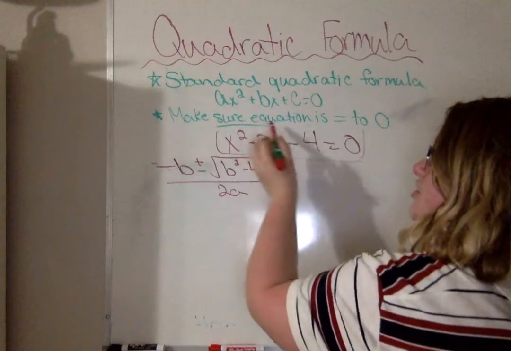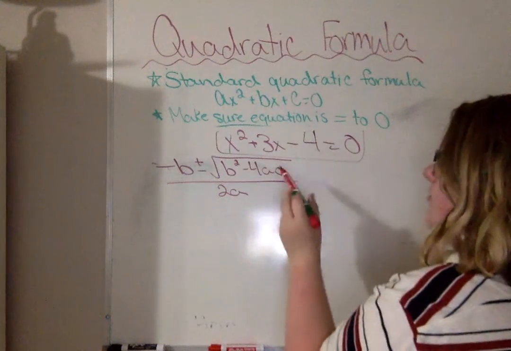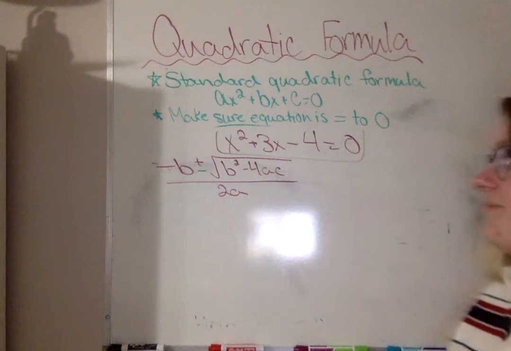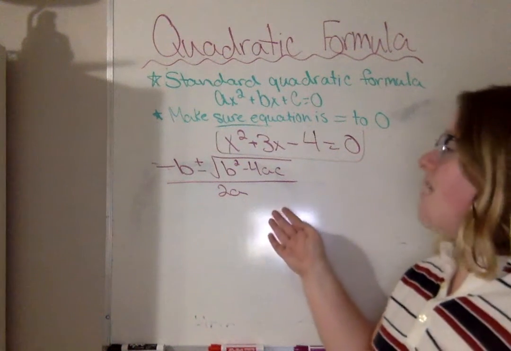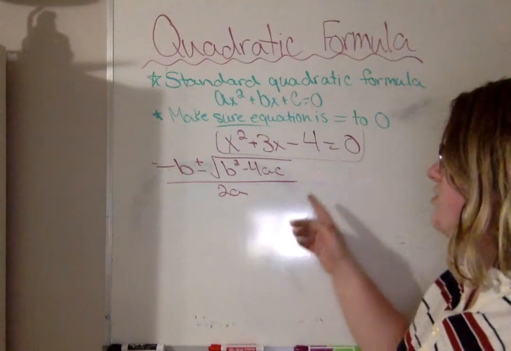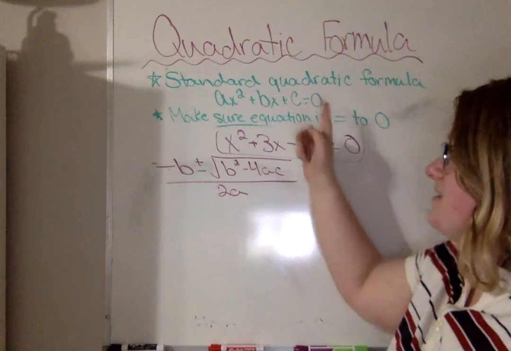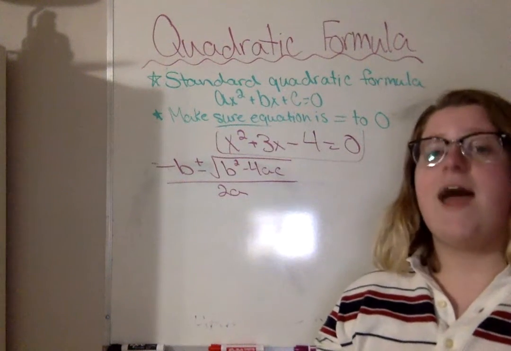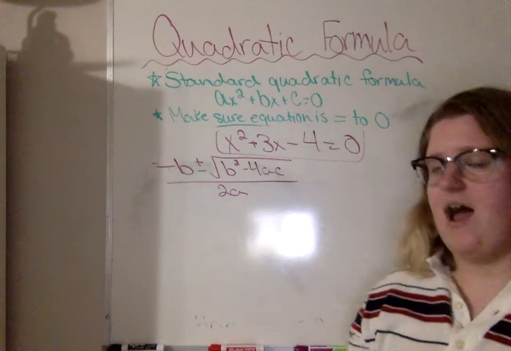Now we need to make sure that our equation is equal to 0. And if we look, it is. So we are good to continue. Using the quadratic formula is fairly straightforward. As long as you know what a, b, and c are, you plug them into the equation and solve. That is where things can get tricky sometimes.